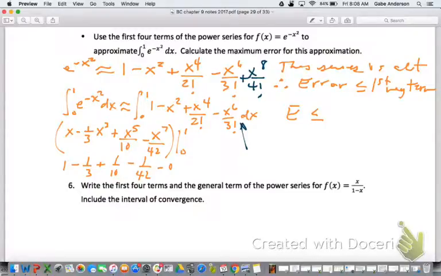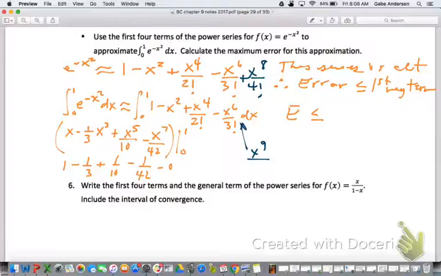x to the 9th over... no. x to the 9th over 4 factorial times 9. What is it? Is that what it is? See here, 4 factorial is 24. 24 times 9. 216, I think, right? Isn't it 216? 24 times 9?